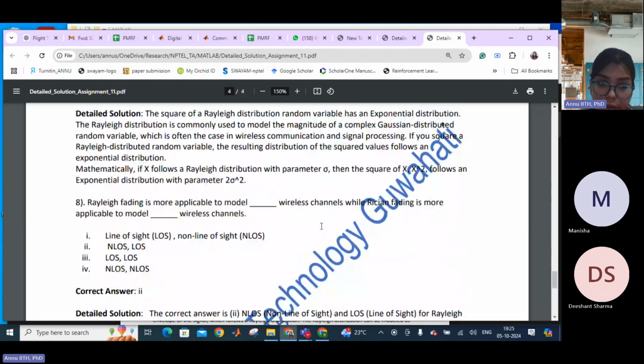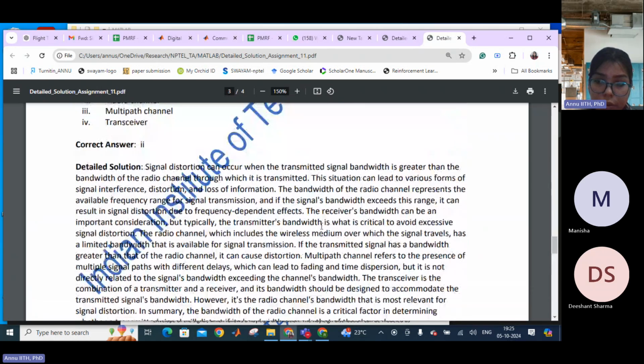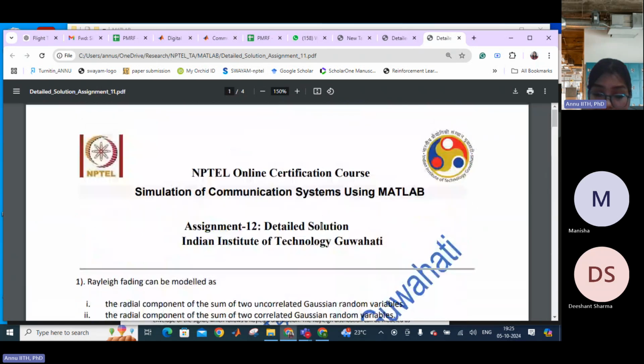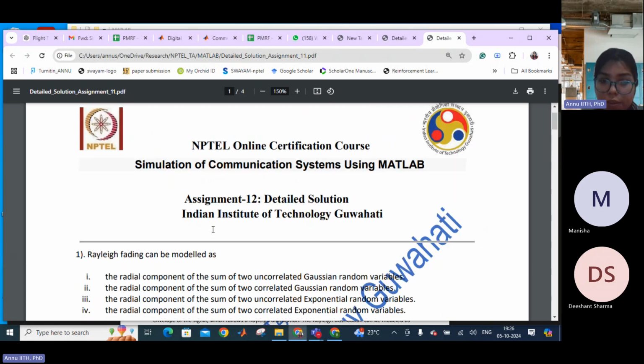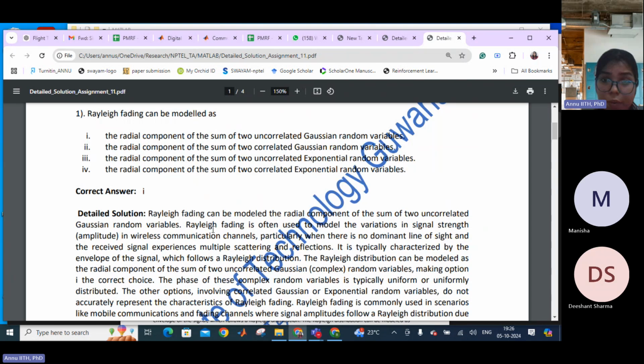So these are the questions from week 12. I hope that Manisha and Ishan, both of you are appearing for the exam, and don't worry if anything goes wrong. Try to understand and memorize some equations, for example for the Rayleigh channel, and in the mathematics part you will definitely score well because these are very easy questions.